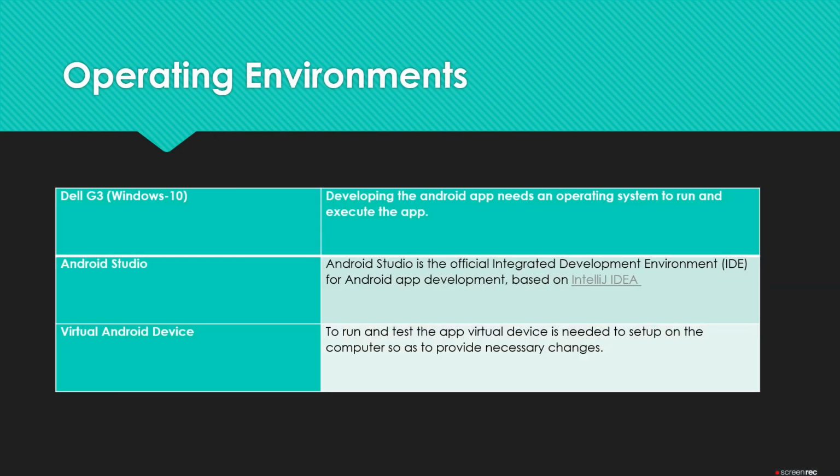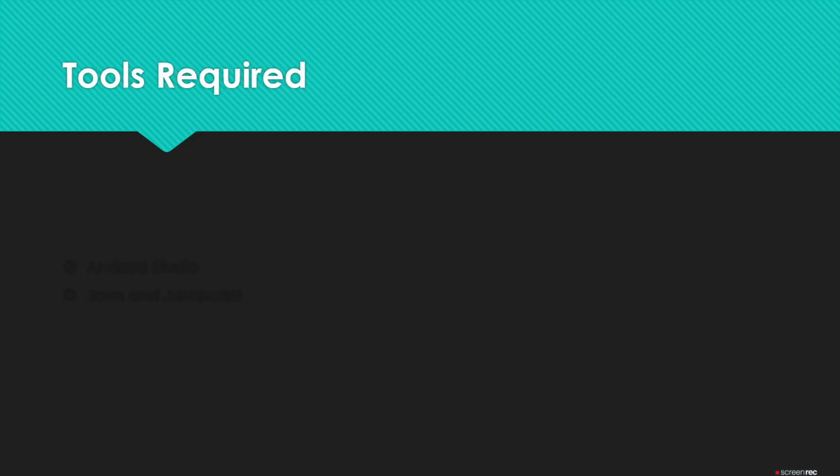Now, let's discuss its operating environment. Now, this app will be developed on Android Studio, and the operating system will be Windows 10. This project will also require a virtual Android device to run and test the app on the computer, so as to make any necessary changes. Now, the tools required to make this project will be Android Studio, and the language which will be used to make this project will be Java or JavaScript. So that's all for this review.